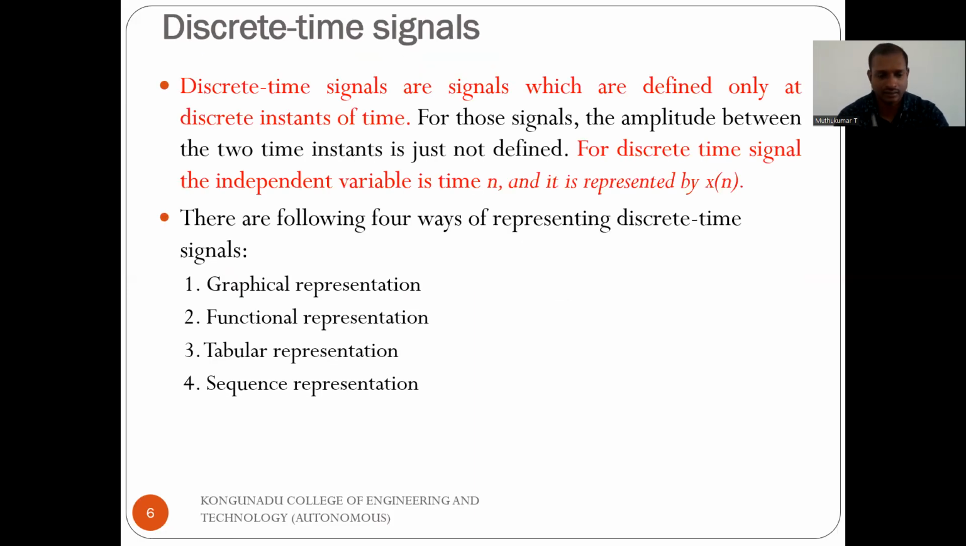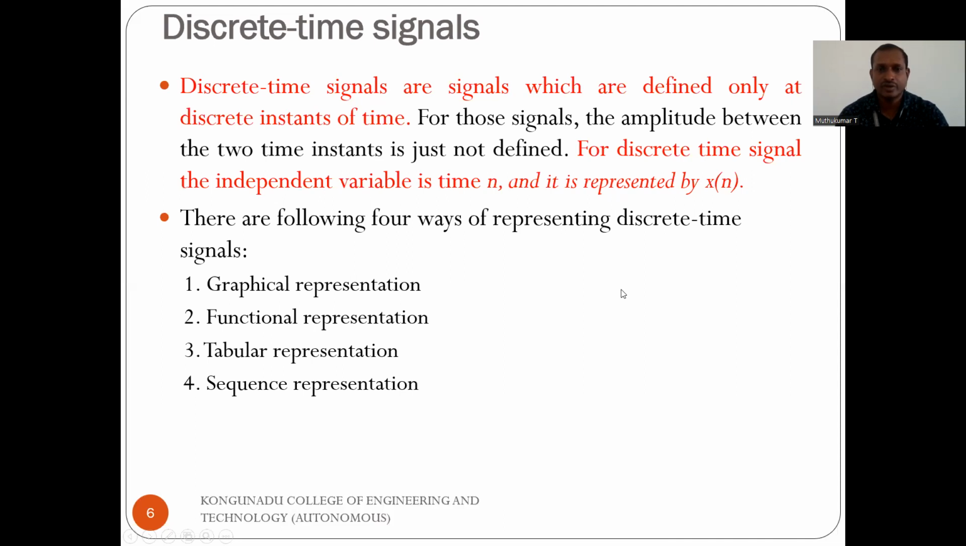Next, discrete time signal. Generally two types of signals are there. One is the continuous time signal, the other one is the discrete time signal. Discrete time signals are defined only at discrete instants of time. At a particular instant of time only, it will be described. So it is called a discrete time signal. We represent x of n as a discrete time signal, where n is the time, the independent variable.